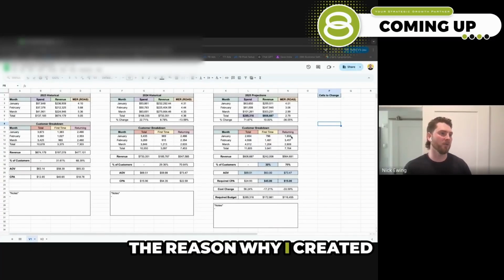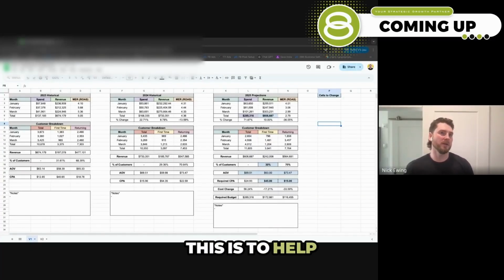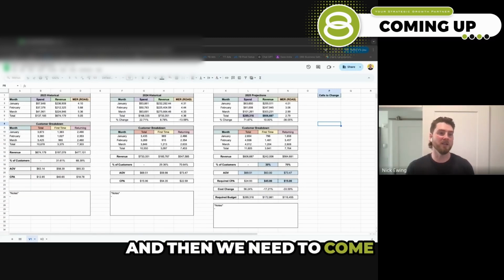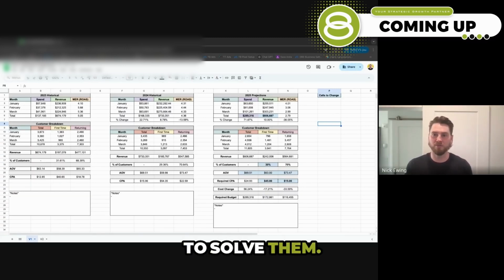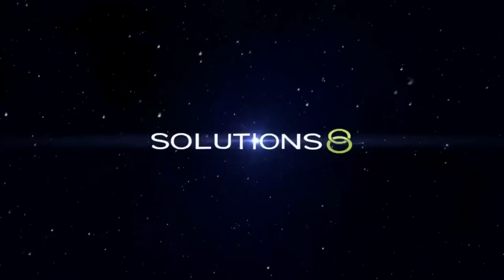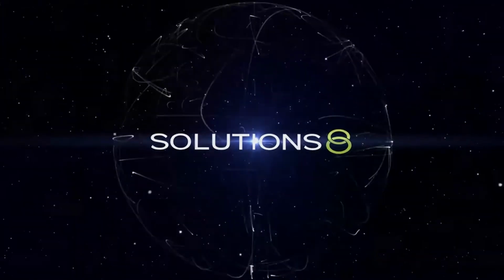The reason why I created this is to help understand, for one, letting clients know, here are your bottlenecks, and then we need to come up with solutions on how to solve them. If I do a really bad job of explaining it, or there's something that somebody wants to look at in closer detail, just tell me to stop, and we'll take a step back.